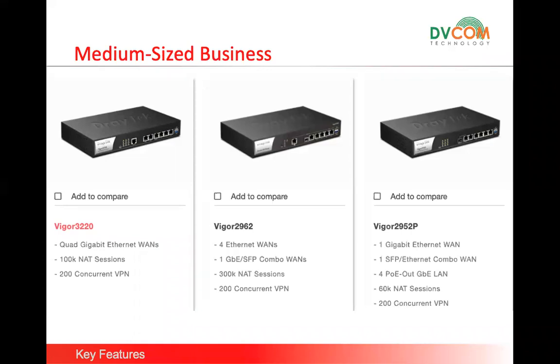And again, we have the 2952P, which is going to support 1 WAN connection, and it has a combo port as well. The combo port, either you can use it as a fiber or as a copper, which is 1 gig. And the remaining ports are PoE, so you can connect PoE devices. It's going to support up to 60,000 NAT sessions, and you can configure 200 concurrent VPNs.